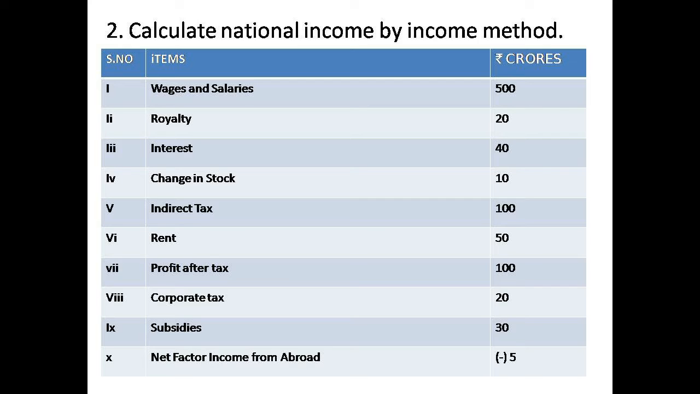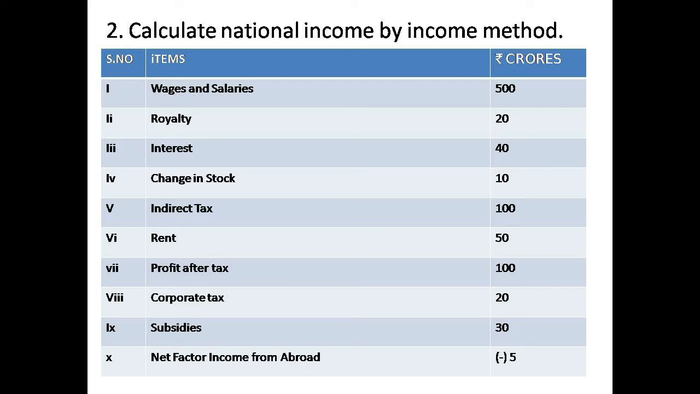OS is not given. Instead, the components of OS are given: royalty, interest, rent. Profit is not directly given. Instead, they have given profit after tax and corporate tax, that is, profit after paying tax and tax on profit. If you add those two, you will get profit. So profit after tax plus corporate tax is equal to profit. MI is not given. Mixed income of self-employed is not given.